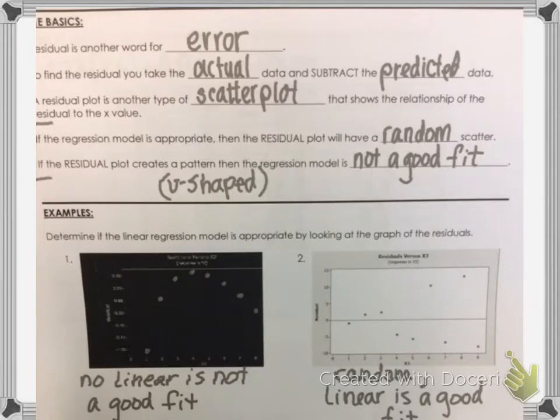Residual is another word for error. To find the residual, you take the actual data and subtract the predicted data. A residual plot is another type of scatter plot that shows the relationship of the y value residual to the x value. If the regression model is appropriate, the residual plot will have a random scatter.